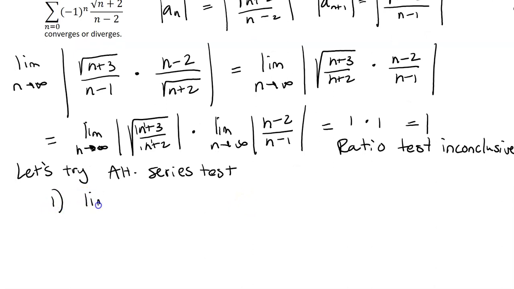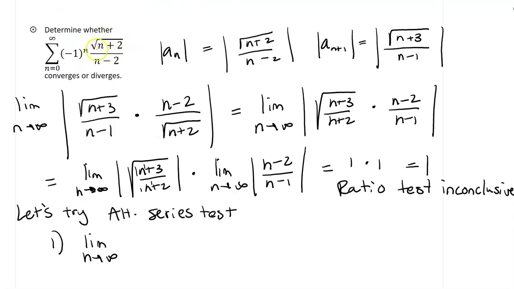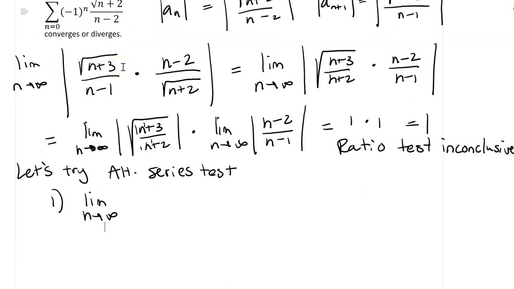Let's take the limit as n approaches infinity of just the a sub n portion, the square root of n plus 2 over n minus 2. And you could do this by whatever method you're comfortable with. You might want to try L'Hopital's rule, or you might want to plug in some values, but this thing will go to 0. And then next we want to show that it's decreasing.